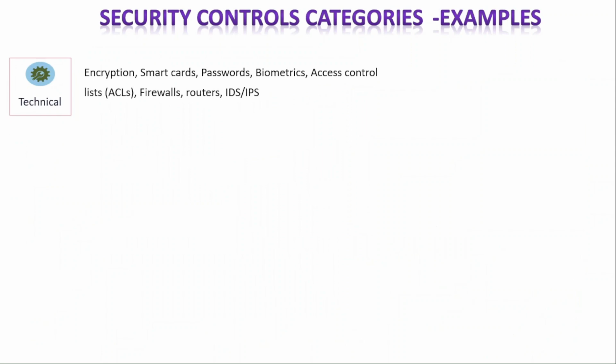And these are basically the examples. The technical examples include encryption, smart cards, passwords, biometrics. Encryption is a software security control. A smart card is a hardware type of technical security control. Passwords and biometrics again are security controls. Access control lists again are implemented through firewalls and routers, and again IDS, IPS. So as you can see, these all are technical controls implemented through technology.